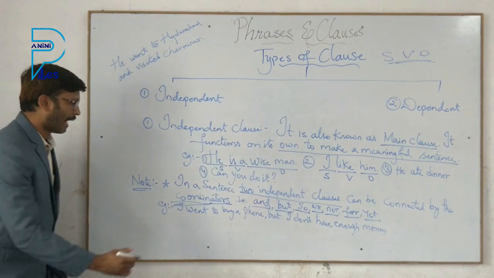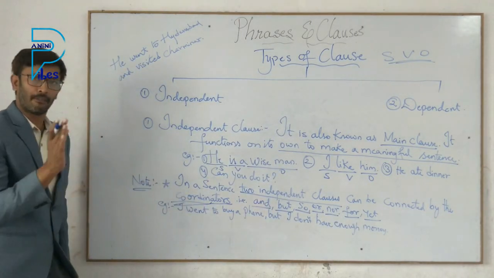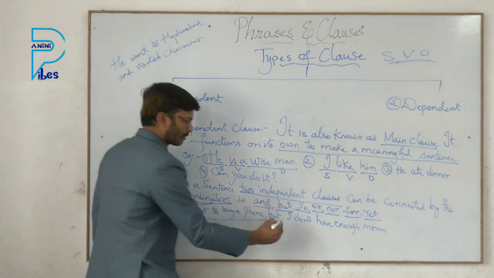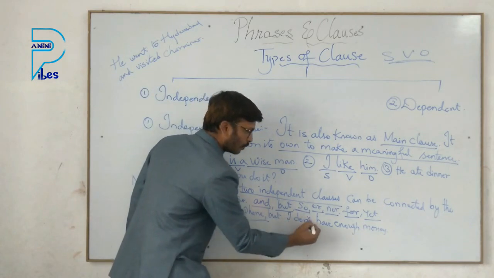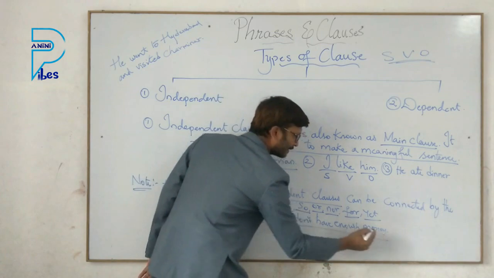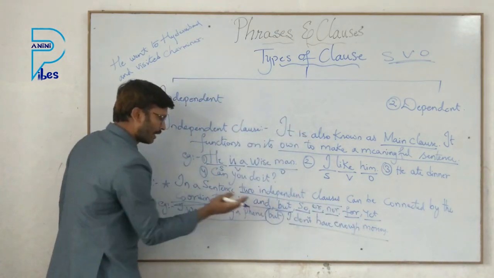For example, I went to buy a phone. Even this is a sentence. It's also a clause. But I don't have enough money. So here I have made two different sentences into one by using the word but.